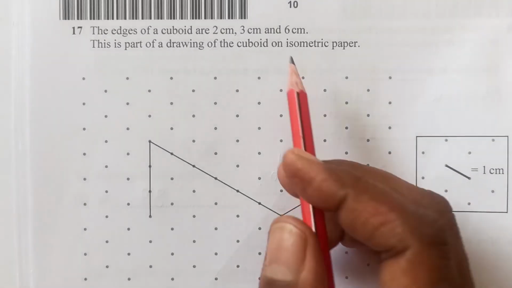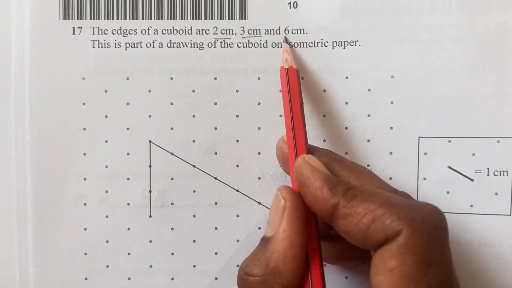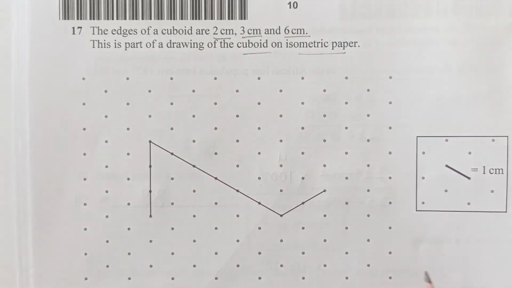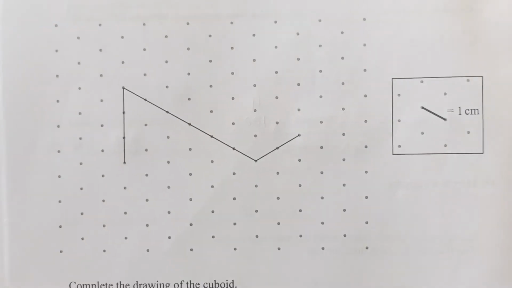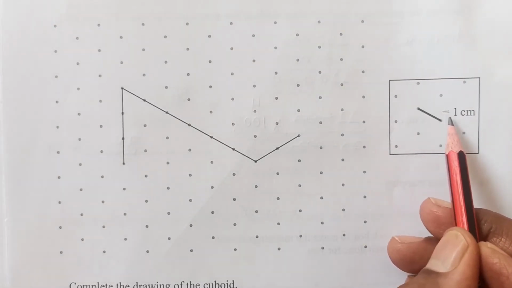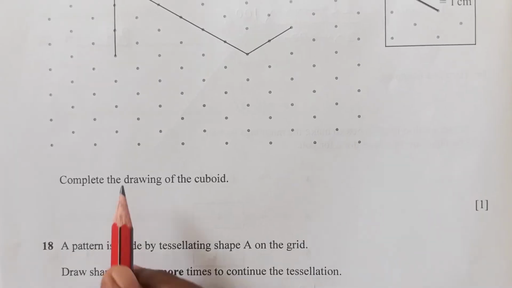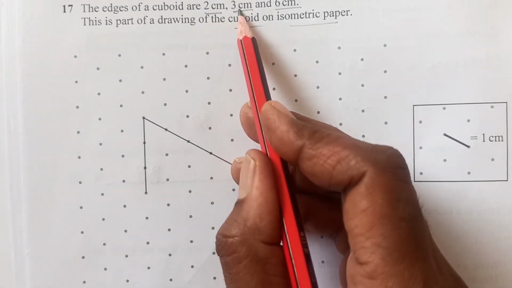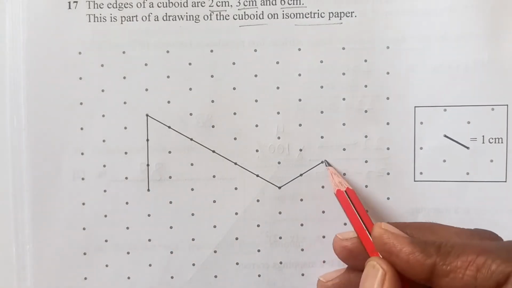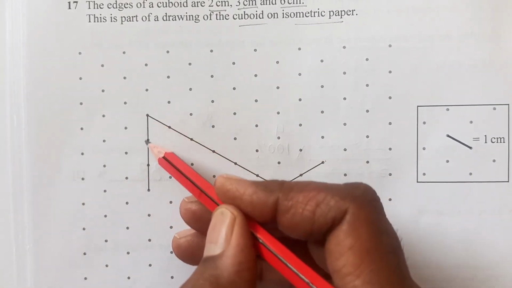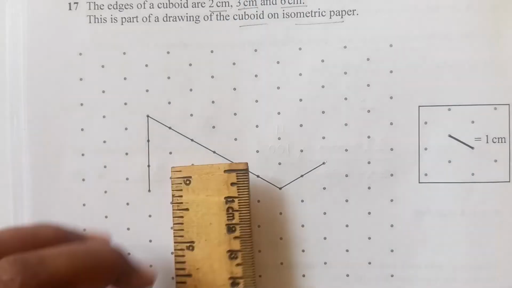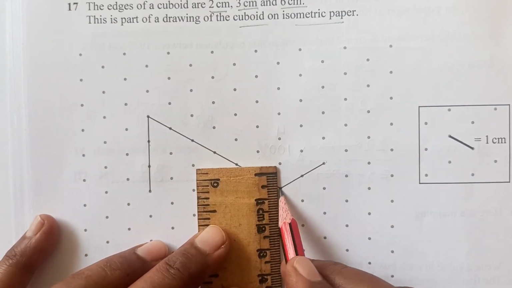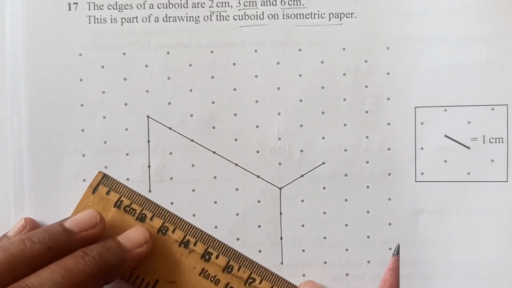The edges of a cuboid are 2 cm, 3 cm and 6 cm. This is part of drawing the cuboid on isometric paper. So this is the isometric paper, and this one diagonal line is 1 cm. Complete the drawing of the cuboid. Now you see we have 2, 3 and 6. So 2 is here. To complete this one, 3 units down there. So we will take 1, 2, 3 dots down here like this. Then you join these ones.